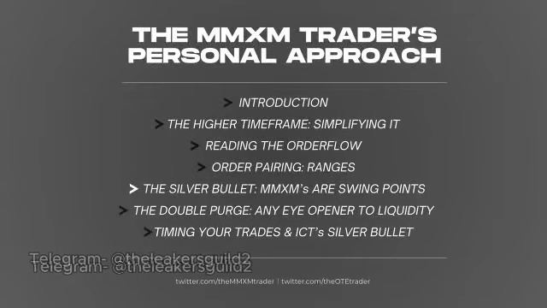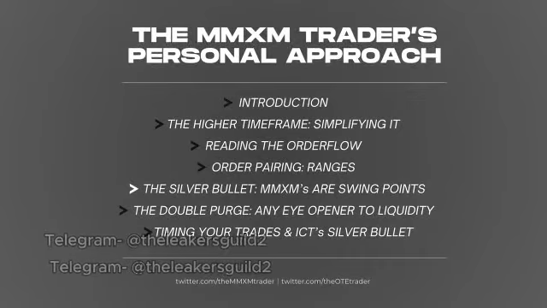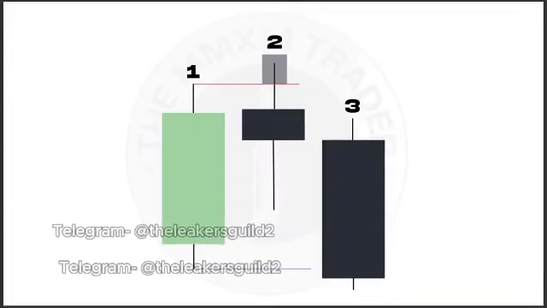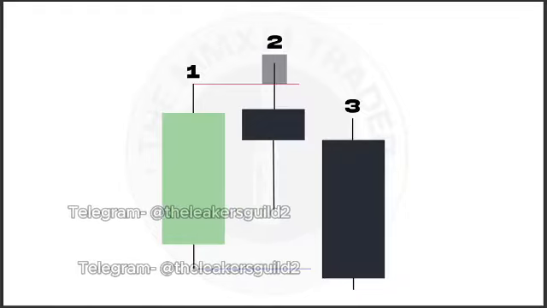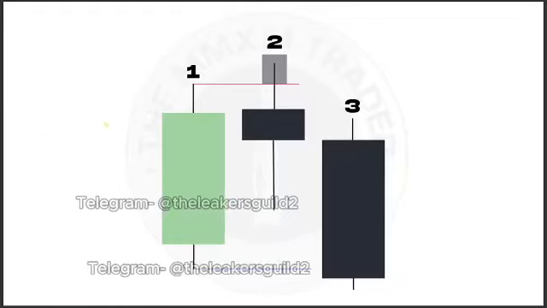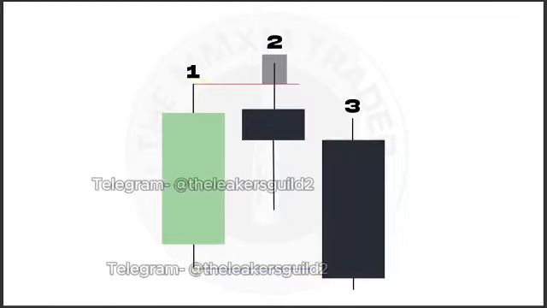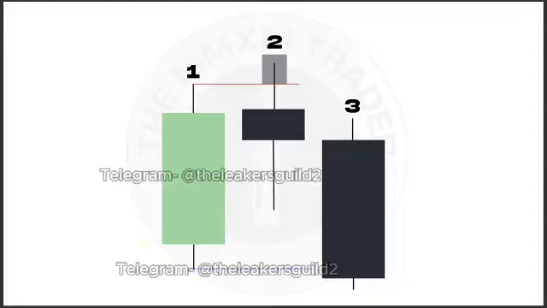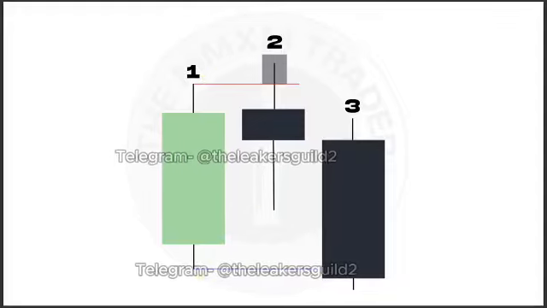Alright, so let's start the next topic, which is the Silver Bullet. Market maker models are swing points. Over here we've got a depiction of a swing high. Think about the previous lessons as well: those buy stops resting above an old high and those sell stops below an old low. We want to take out those buy stops first, to pair them up with the sell stops.